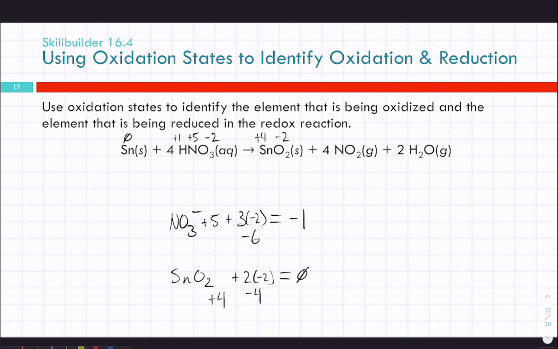Then we can kind of draw a parallel here between tin, or sorry, not nitrogen, but nitrogen dioxide, because it's something paired with 2 oxygens. So if we have nitrogen here with 2 oxygens, what's the oxidation state on nitrogen? +4 again. And then each oxygen is still -2. And then hydrogen is always going to be +1, and oxygen will always be -2.